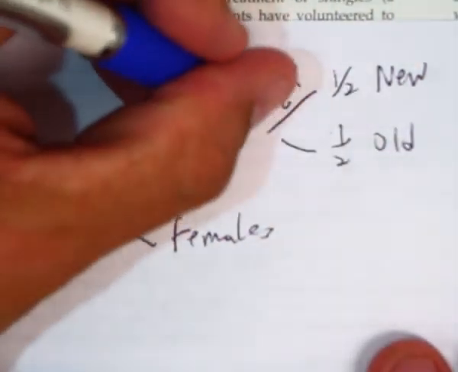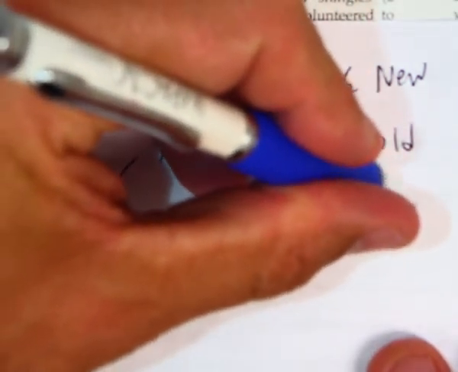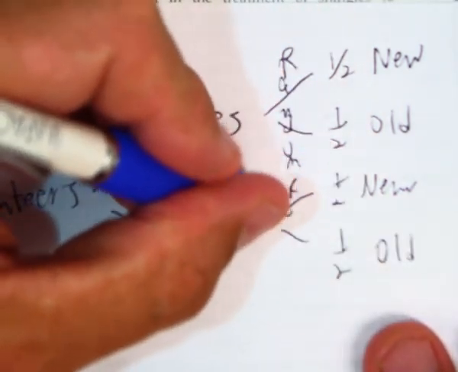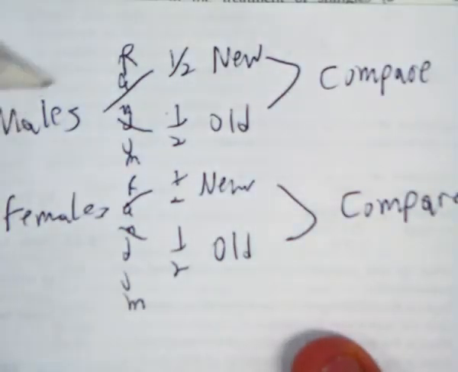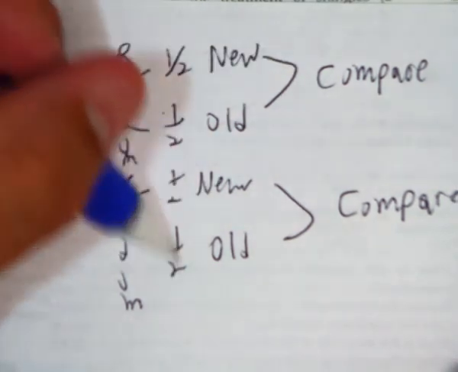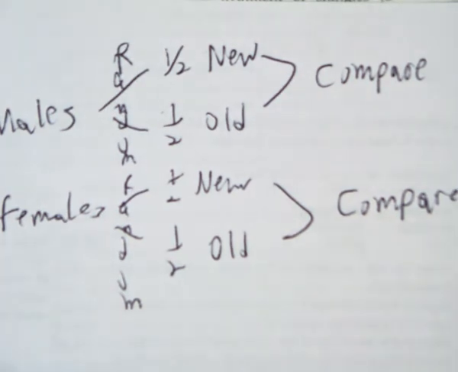So that would be random. And this would be half new, and then half old. And that would be random. Then we would compare with the new, and we would see if it worked. Maybe the new ointment works very well for males, but there's no difference for females, so then we would market this only for males. Okay, so that's that question.